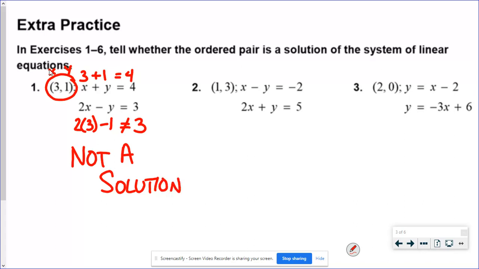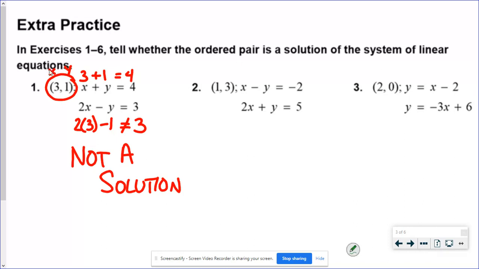Now, please do not say that there's no solution. This is just asking if this one point is a solution. There may be a solution for this. There is a possibility of getting no solution, and we'll talk about that in a minute, but this problem isn't asking, is there any solution at all? It's just saying, is this a solution?